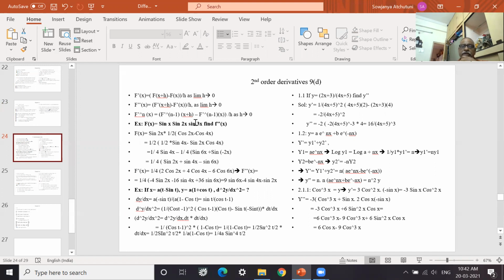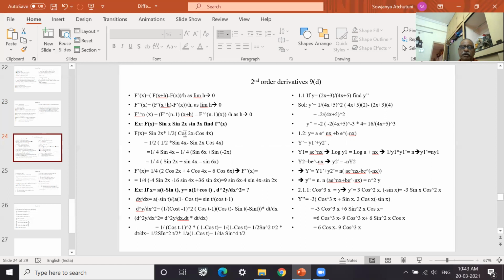sin x, sin 2x, sin 3x. Find f double dash x. So we know sin a, sin b, sin c. I am putting sin 2x aside. So sin a, sin b can be written as half into cos(a minus b) minus cos(a plus b). So a minus b is x minus 3x, which is minus 2x. Cos of minus theta is cos theta, so cos 2x. And a plus b is 4x.